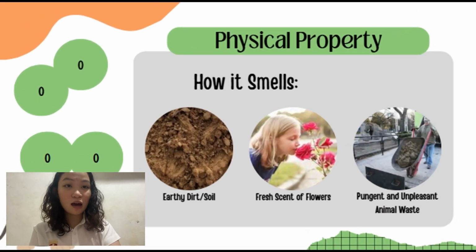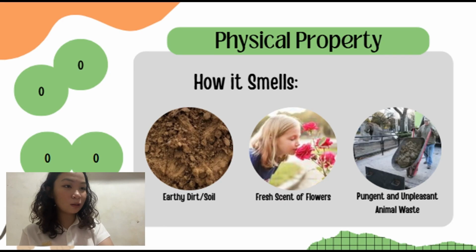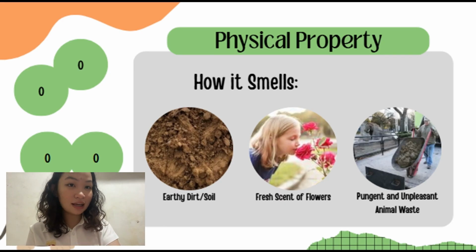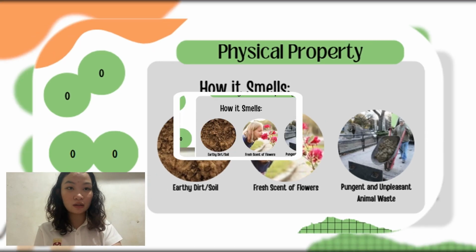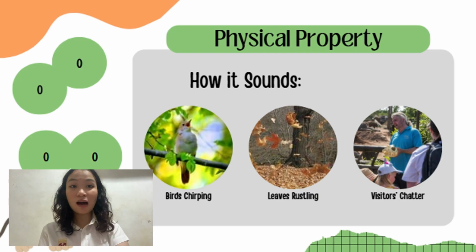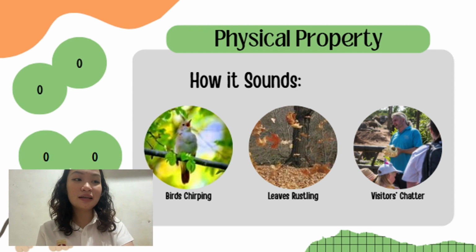The third one is how something smells. For the examples, the first one is the dirt/soil smells earthy. The second one, the blooming flowers have a fresh scent. And the last one, the waste of animals has a pungent and unpleasant odor. The fourth one is how something sounds. And the examples are the birds chirping melodically, the second one is the faint rustling of leaves in the wind, and the third one, the murmuring chatter of visitors.